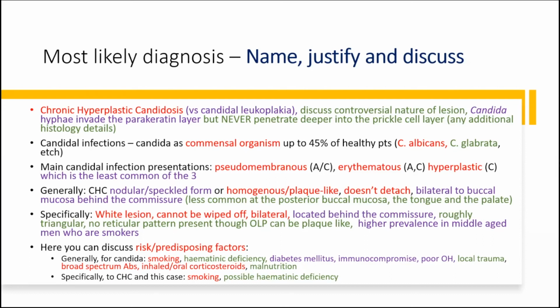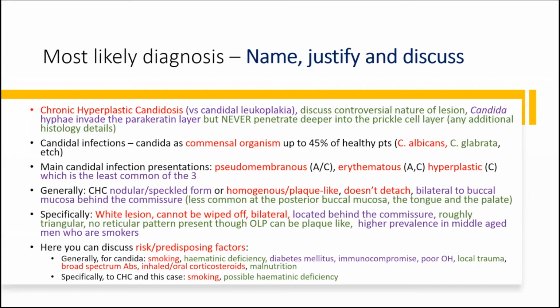If you want to give additional conditions that relate to candida, like median rhomboid glossitis and angular cheilitis, please feel free to do so. And then you can give a general description of chronic hyperplastic candidosis. It comes in two forms. The one form, which you can call either homogeneous or plaque-like, either way, will give you a pass. You have to know that it doesn't detach, or that it detaches with real difficulty. But if you can mention that there is another form, which can appear in a nodular or speckled form, that will give you extra points.